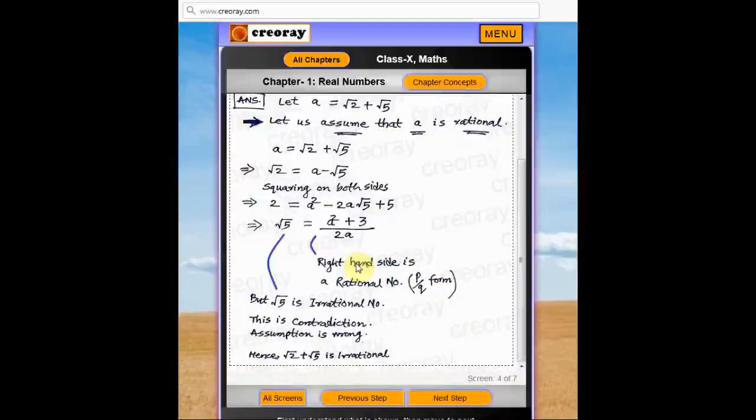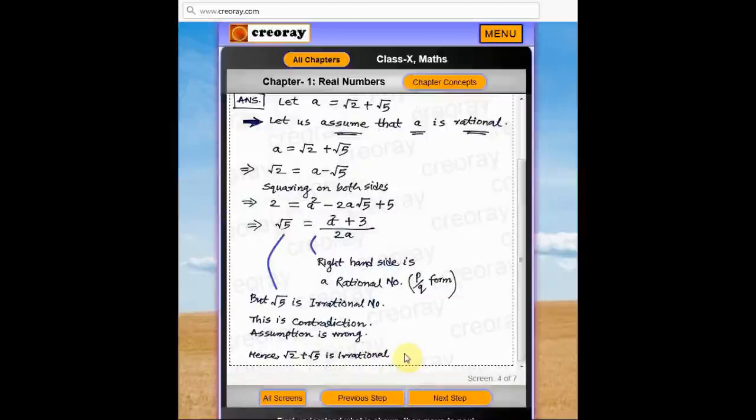So what have we got? We have got here an irrational number equals a rational number. That has to be wrong. So we write this is a contradiction. Our assumption is wrong. Hence root 2 plus root 5 is irrational. Answer complete.